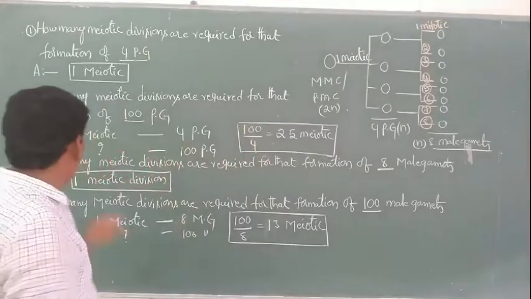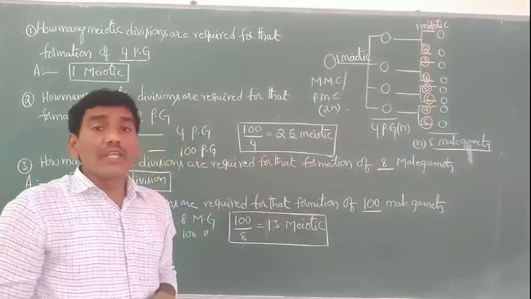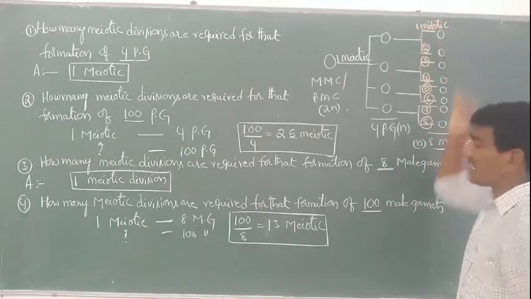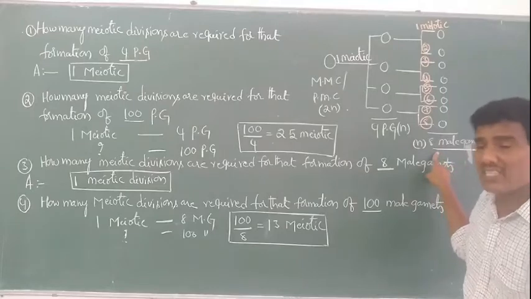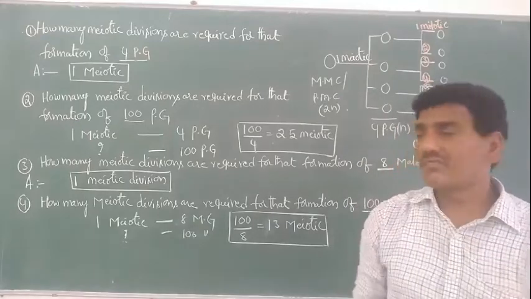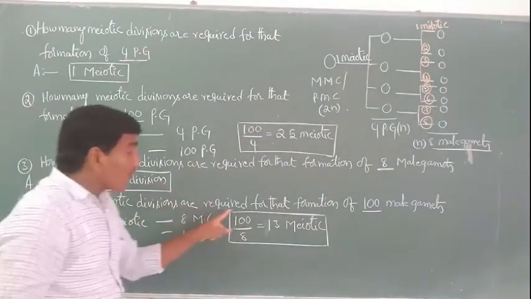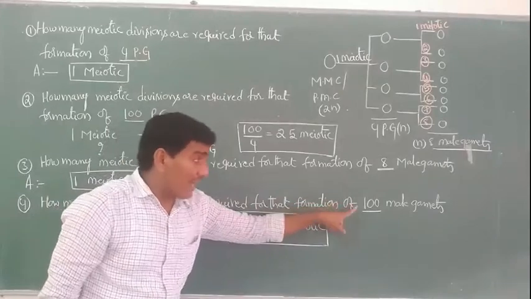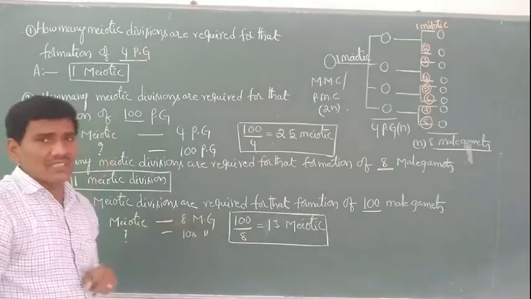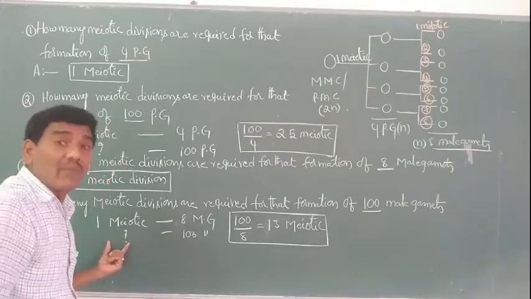Third one: how many meiotic divisions are required for the formation of 8 male gametes? In this flow chart, for the formation of 8 male gametes, 1 meiotic division is required. Next, the fourth problem: how many meiotic divisions are required for the formation of 100 male gametes? 1 meiotic division gives 8 male gametes.